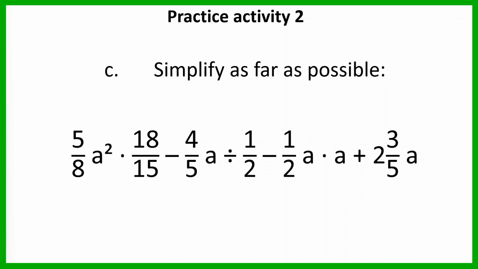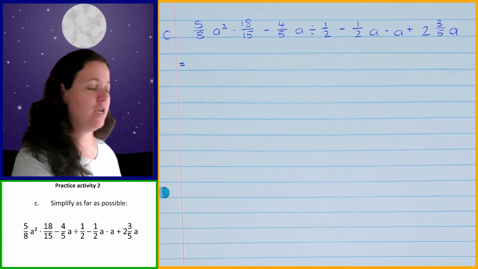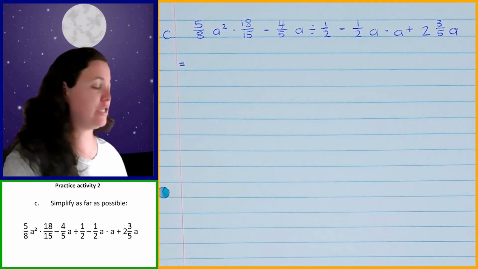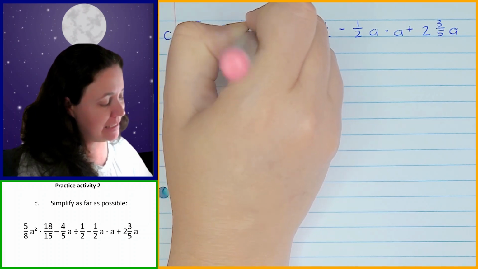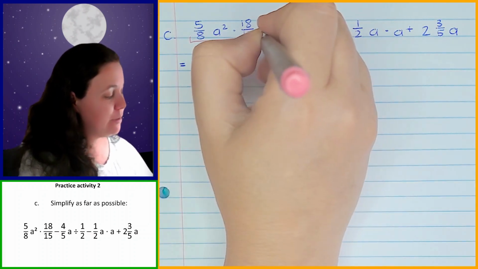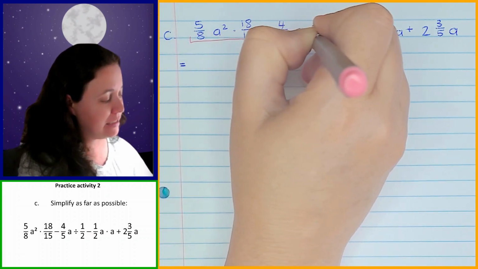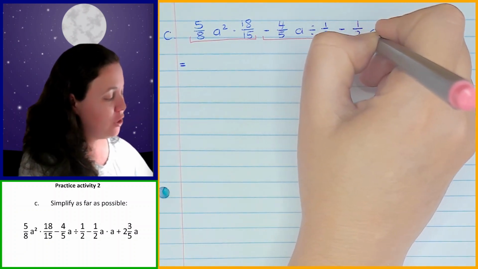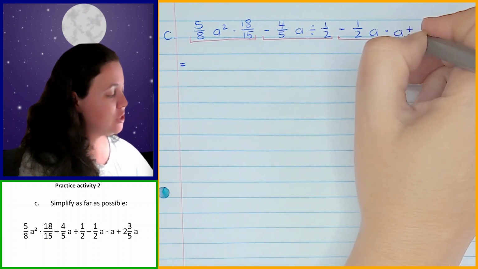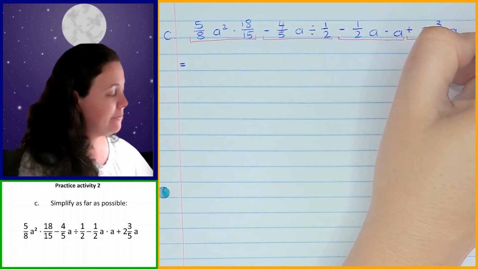Okay, so let's go through that question and see what you should have got. So once again, I'm going to first look and see where my terms are. So I've got over here my first term, 5 over 8 a squared times 18 over 15. My second term is this negative 4 over 5 a divided by a half. Then I've got my third term, which is negative half a times a. And my last term is plus 2 and 3/5 a.